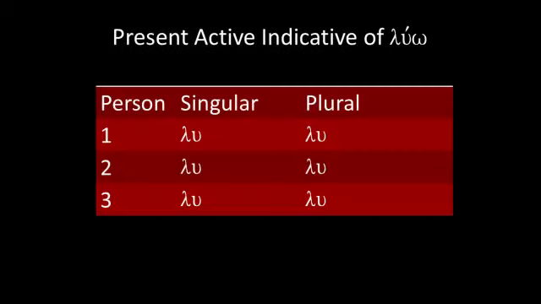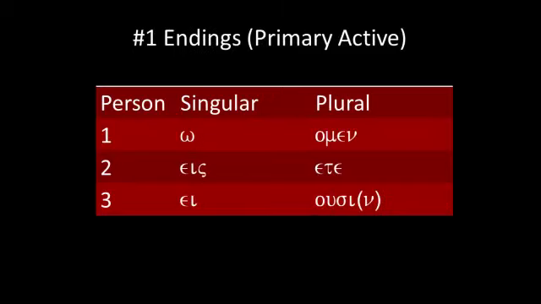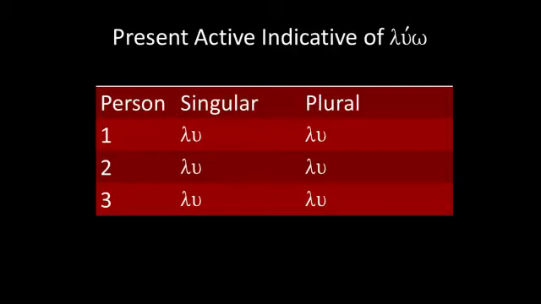So let's look at this verb. This is the verb luo. It means I loose or I untie. So the present stem of luo is lu. So we have lu all throughout the chart. We're going to add the number one endings. Remember, these are o, eis, ei, omen, ete, ousi. O, eis, ei, omen, ete, ousi. Number one endings. So we take the present stem plus the number one endings and we smash them together.